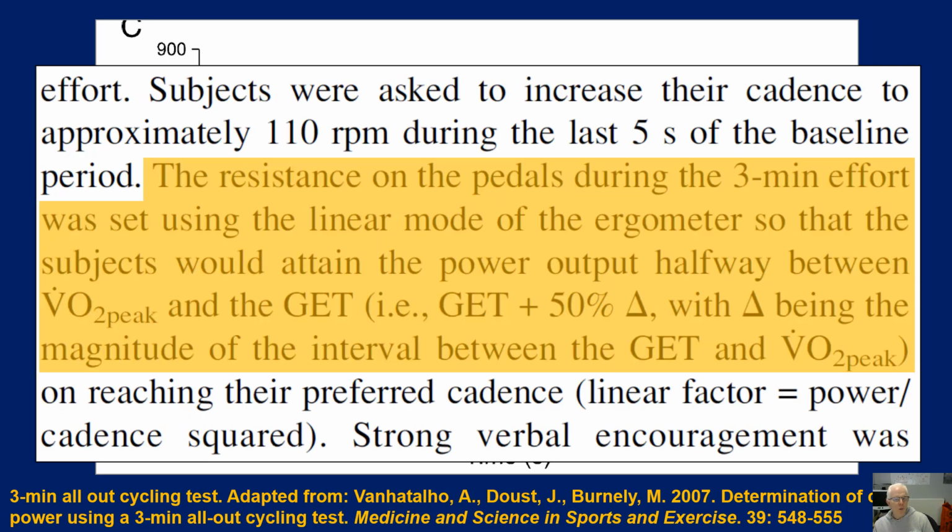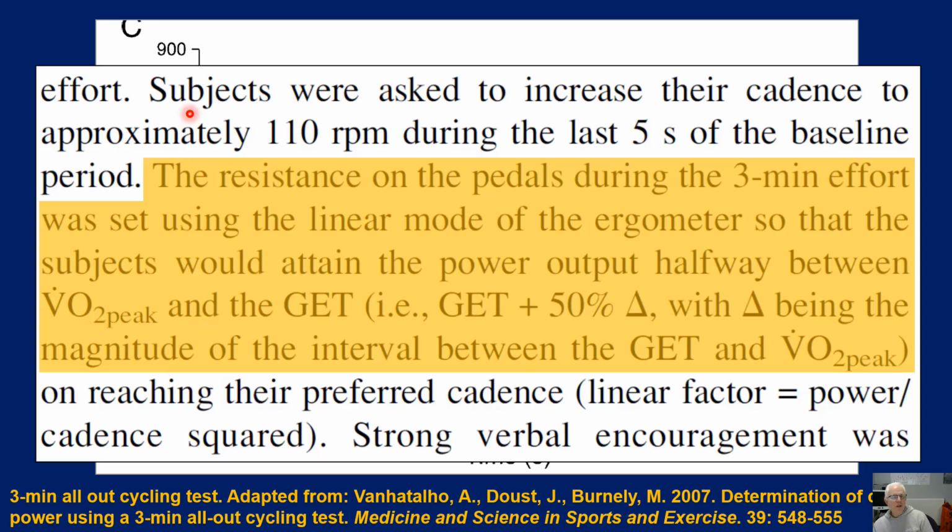So what happens here? Well, the subjects are asked to increase their cadence to approximately 110 revs during the last 5 seconds of the baseline period. The resistance on the pedals during the 3-minute effort was set using the linear mode of the ergometer so that the subjects would attain the power output halfway between VO2 peak and gas exchange threshold.